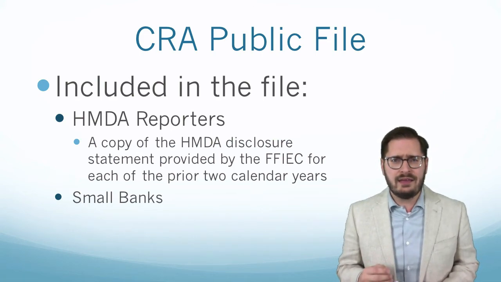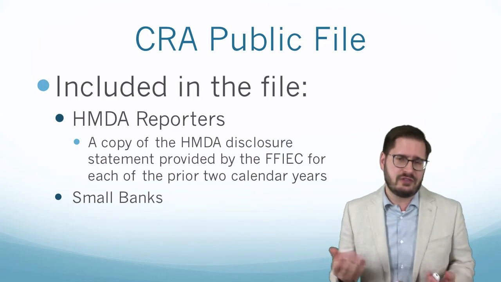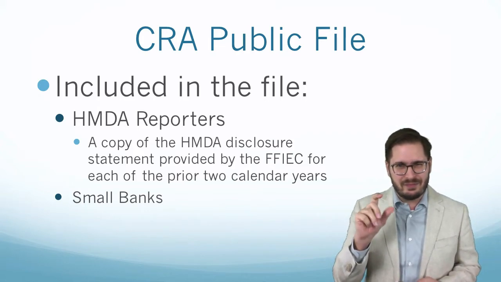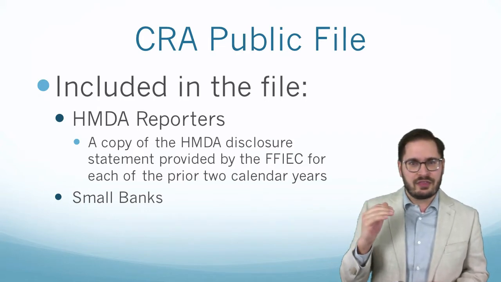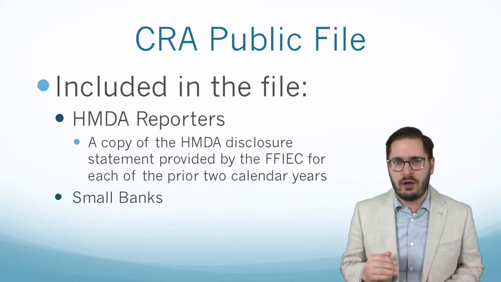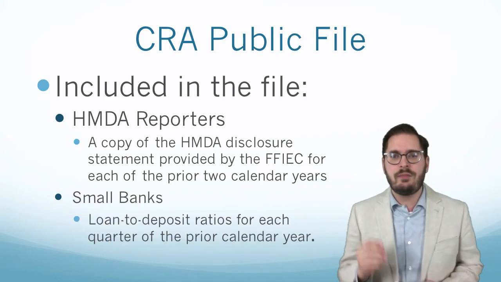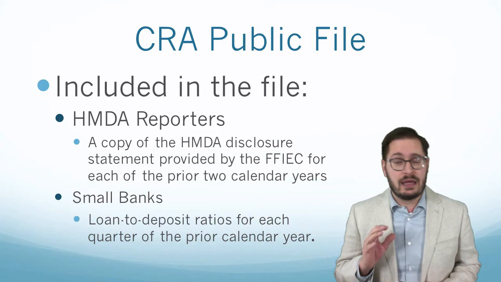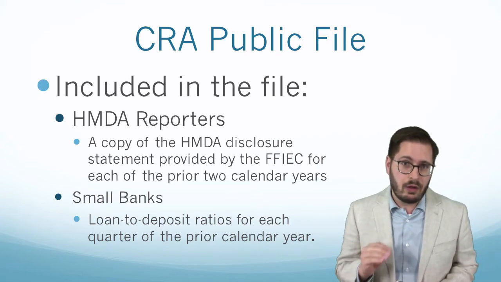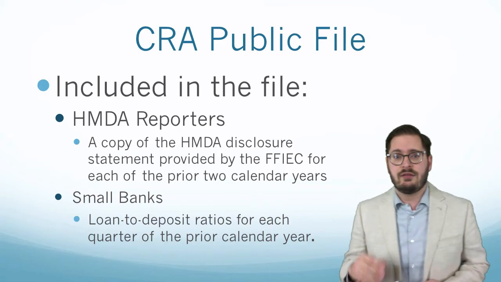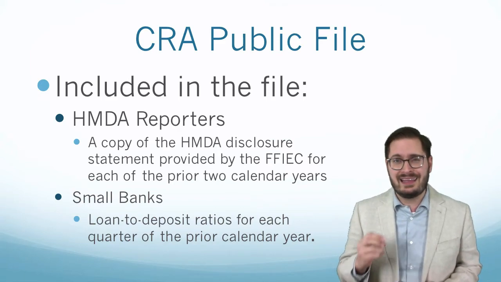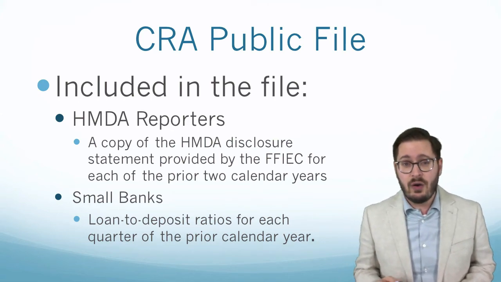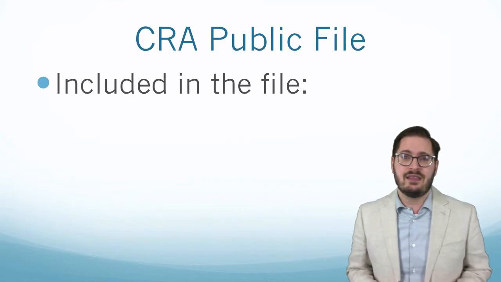And small banks, so anybody who is not a large financial institution, this would include small credit unions. That means you're under about $1 billion and a little bit of change. You're under that threshold. You're a small bank or an intermediate small bank. You have to include your loan to deposit ratios for each quarter of the prior calendar year. And this does include intermediate small banks because you are considered a small bank under the CRA definitions. Now, the loan to deposit ratios need to be calculated in accordance to call report standards. So if you have questions on that, check with your CFO. But that does have to be in the public file.